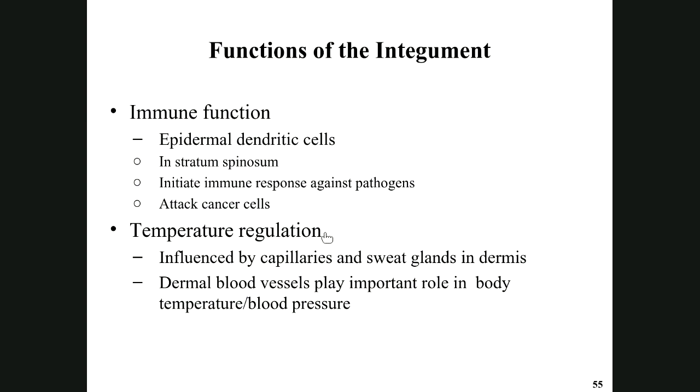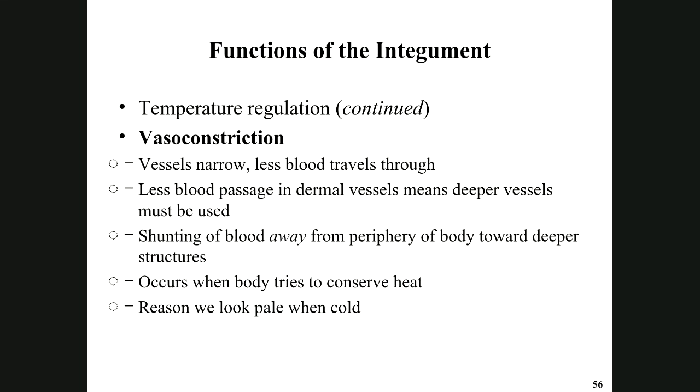The other function of our skin is temperature regulation. This can be done by capillaries and the sweat glands which we have in the dermis. The dermal blood vessels play an important role in our body temperature and also in our blood pressure. Vasoconstriction means the blood vessels become smaller and narrow, so less blood can pass through them. When less blood passes, they can keep heat in our body, and they can send more blood to the internal part of our body.